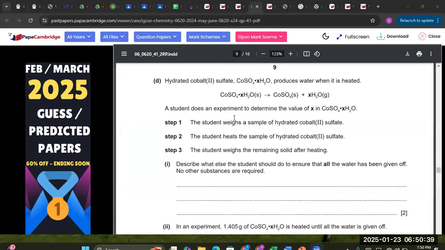Okay, this is similar to the question we did about water of crystallization. So, a hydrated copper sulfate produces water when it is heated. A student does an experiment to determine the value of x in the copper sulfate crystal. Step 1, the student weighs a sample of hydrated copper sulfate. Step 2, the student heats the sample. Step 3, the student weighs the remaining solid. Describe what else the student should do to ensure that all the water has been given off. You can give this answer using the knowledge from the previous question that we did.